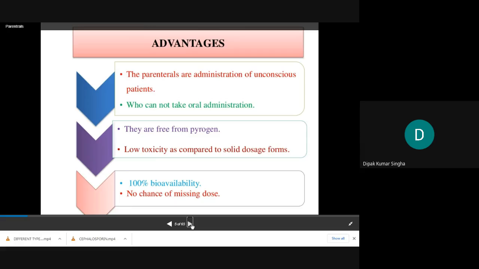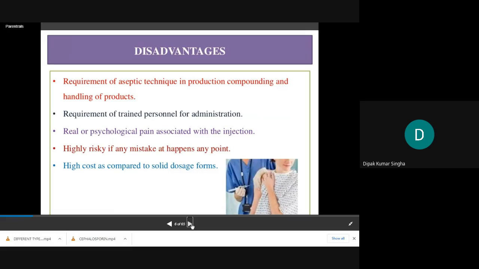But if you administer by the parenteral route, there is 100% bioavailability, because the whole drug is administered directly into the blood. There is no change or loss of dose. But there are some disadvantages also. One is the requirement of a specific technique, the aseptic technique.